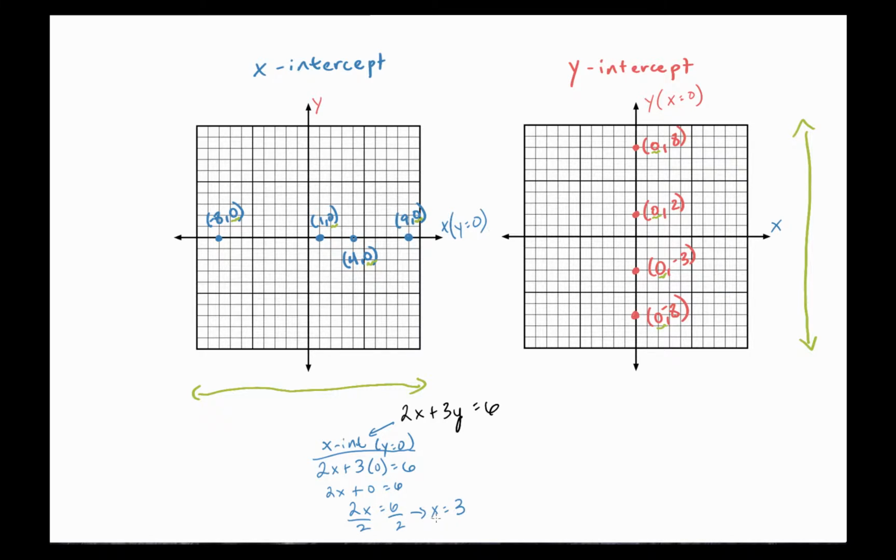And if that's the case, I now know that x is equal to 3 and y is 0, so I should write it as an ordered pair, 3, 0, and that would be my X-intercept.